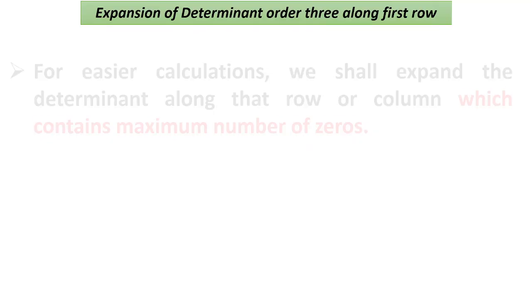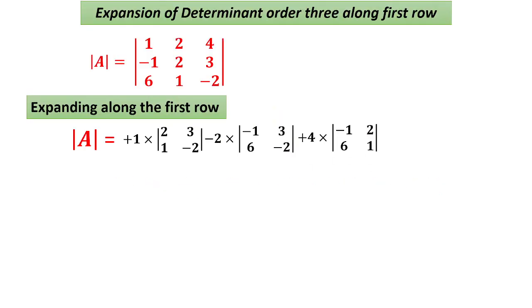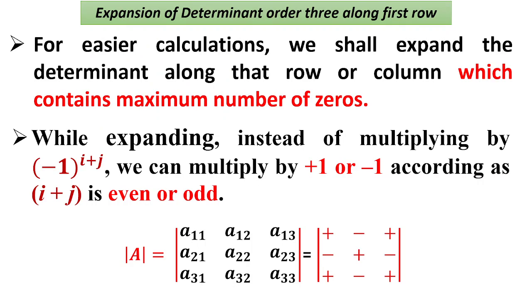Now, it is always easier for us to expand the determinant along that row or column which contains the maximum number of zeros. Because 0 into something, no need to calculate. That is why we normally want to select it, but be careful. If you are confident, you can take any row or any column.